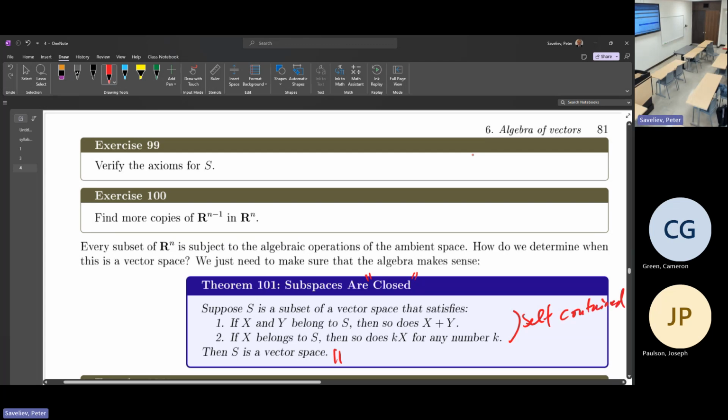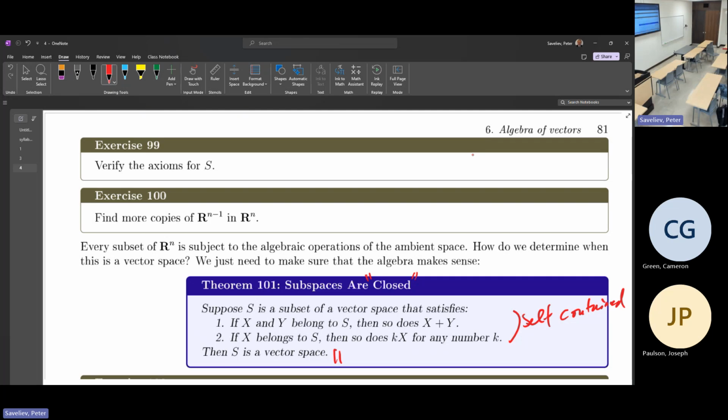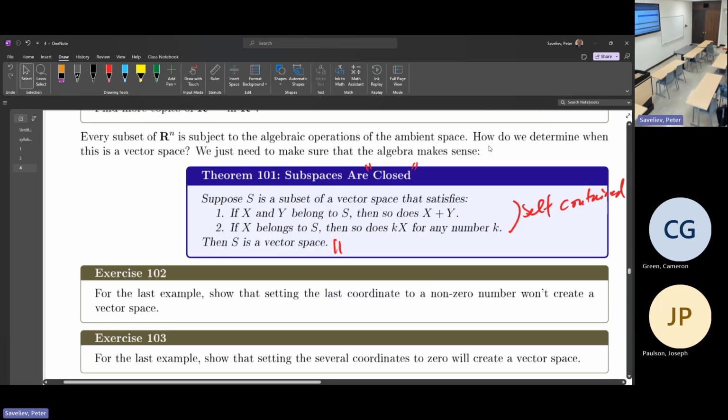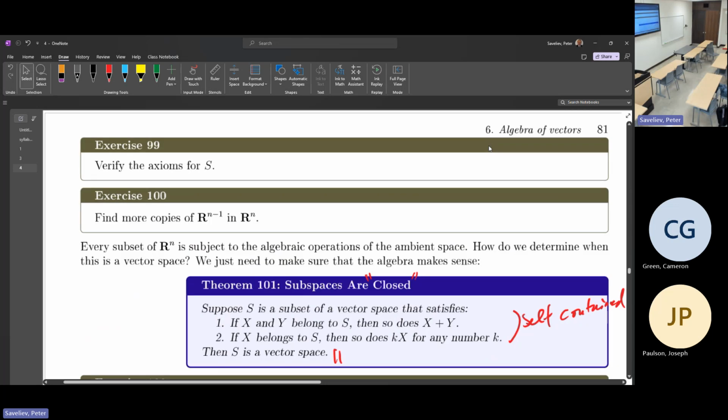So the algebra is exactly the same. It satisfies those eight axioms. You can do it component-wise as if you are in that n-dimensional space, but the other vectors simply do not come into play. So we'll see more examples of those.